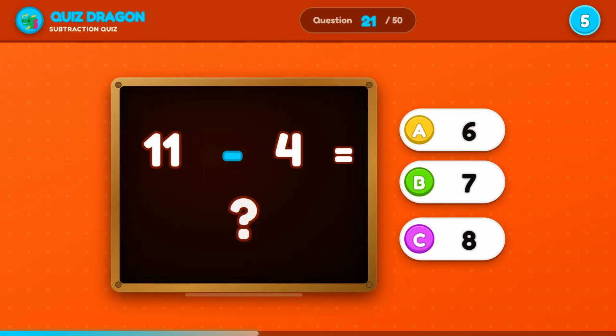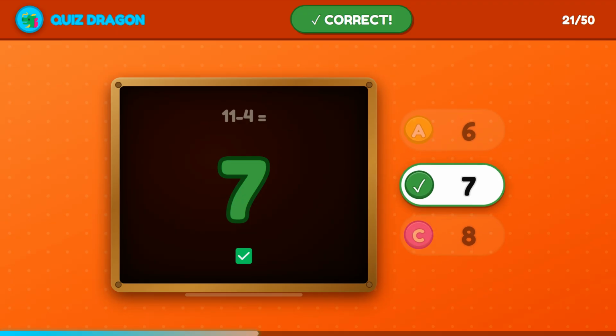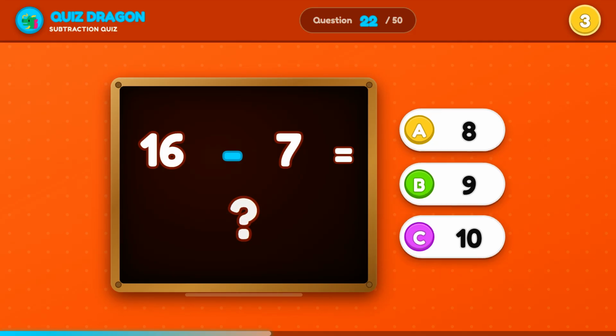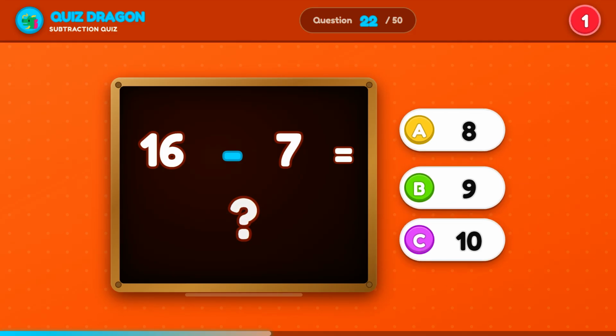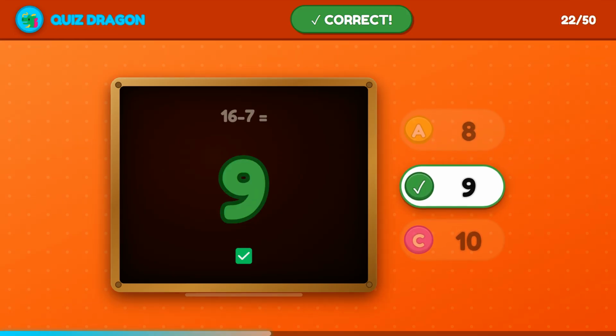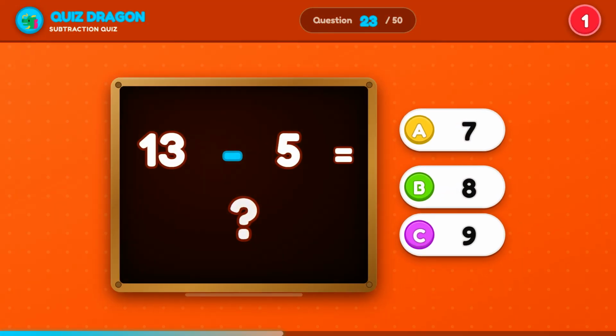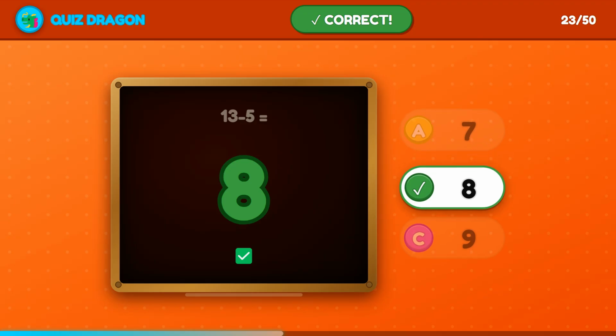Question 21. 11 minus 4. What's the answer? The correct answer is B, 7. Question 22. What is 16 minus 7? The correct answer is B, 9. Number 23. 13 minus 5 equals. The correct answer is B, 8.